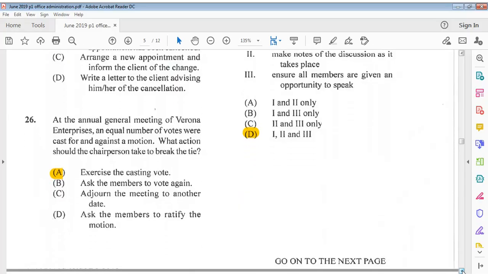So let's move on to question number 26. All right, here we go. At the annual general meeting of Verona Enterprises, an equal number of votes were cast for and against a motion. What action should the chairperson take to break the tie? A, exercise the casting vote. B, ask the members to vote again. C, adjourn the meeting to another date. Or D, ask the members to ratify the motion. Our answer would be A. Exercise the casting vote.